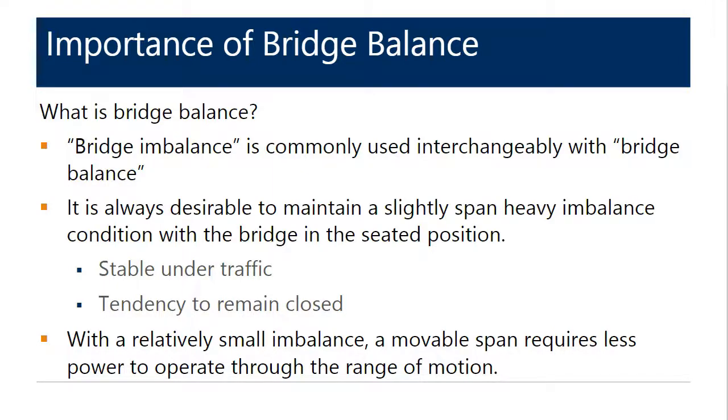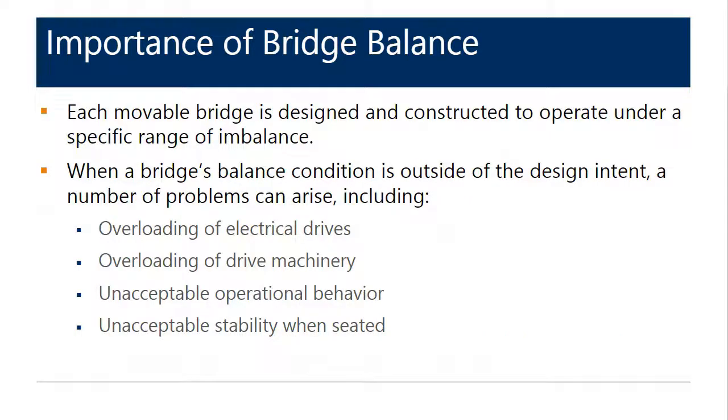This way, the bridge is stable and reliable to traffic and has a tendency to remain closed when seated. With a relatively small imbalance, a movable span requires less power to operate through the range of motion. Each movable bridge is designed and constructed to operate under a specific range of imbalance. When a bridge's balance condition is outside the design intent, a number of problems can arise, including overloading of the electrical drives, overloading of the drive machinery, unacceptable operational behavior, and unacceptable stability when seated, any of which can result in damage to the structure or injury to personnel or the traveling public.